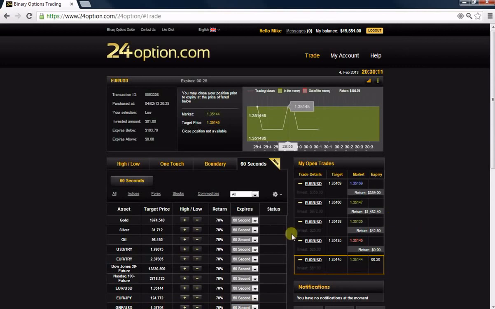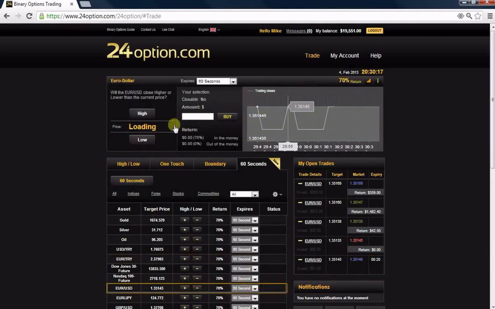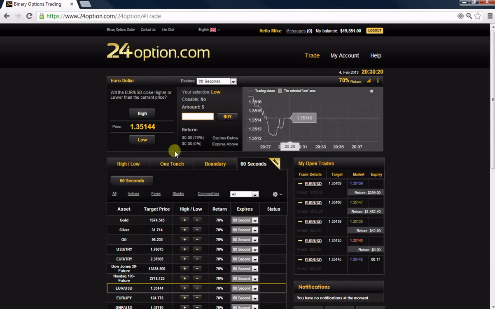So looks like this one's kind of hovering around. We're going to want to go to the Euro US dollar again, hit low. Go with $25 again. Now it may tie. Regardless, okay, it looks like we're going to win this one. We're going to continue with $25. Okay, we won that $61, so we got our $17.